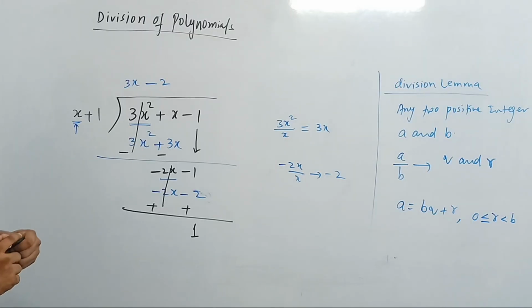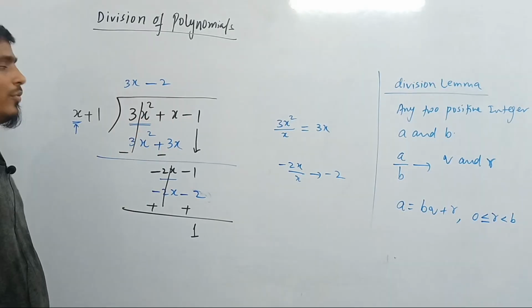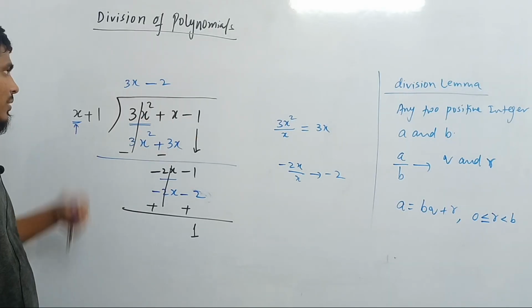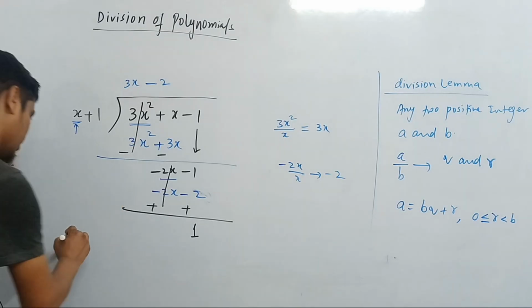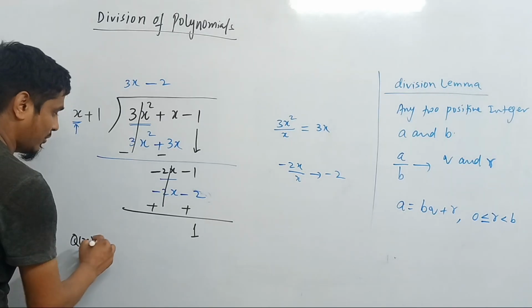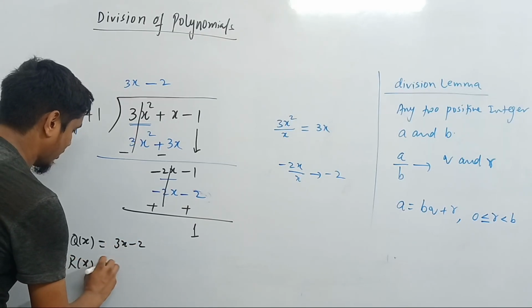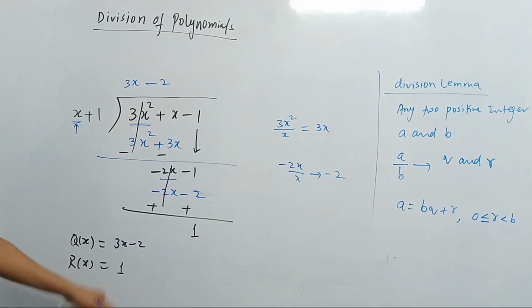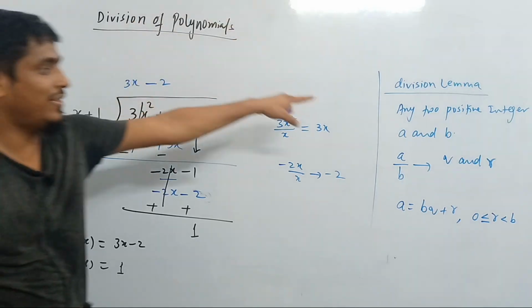So here we found that when we are dividing this polynomial 3x square plus x minus 1 with x plus 1, we are getting the quotient as 3x minus 2 and the remainder as 1. So here we are using q for the quotient and r for the remainder. So q(x) is equal to 3x minus 2 and r(x) is equal to 1. 1 is a constant, so this is a constant polynomial. One thing is clear, that we can cross verify this result by using the division lemma.